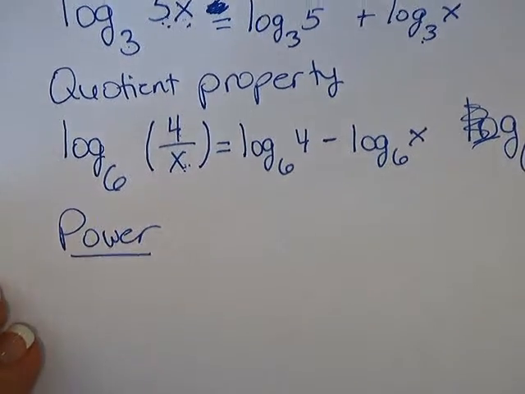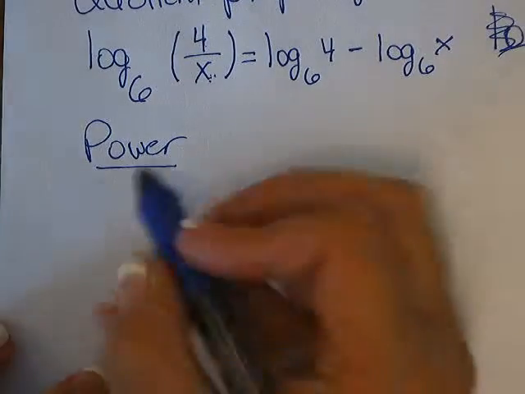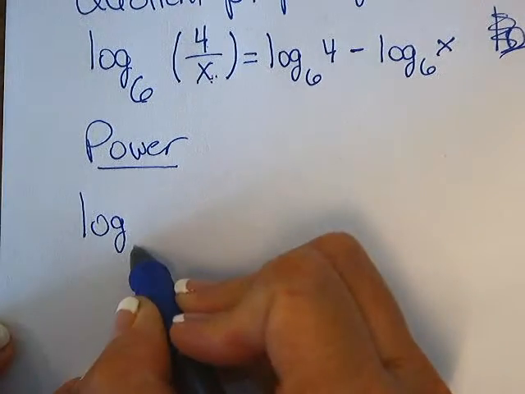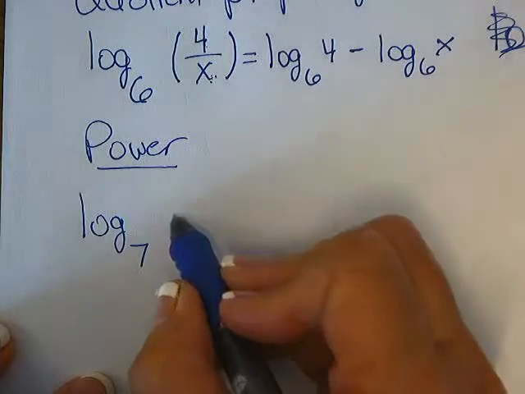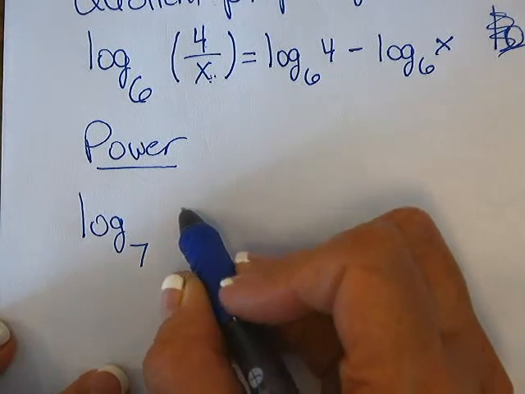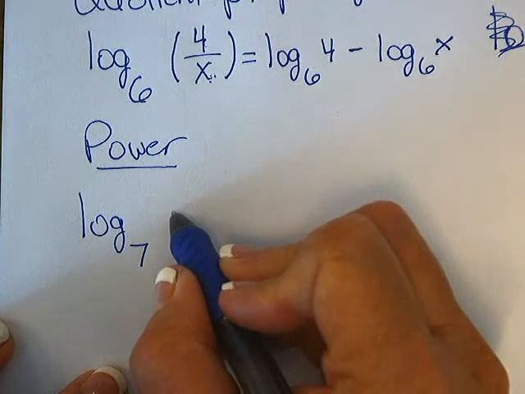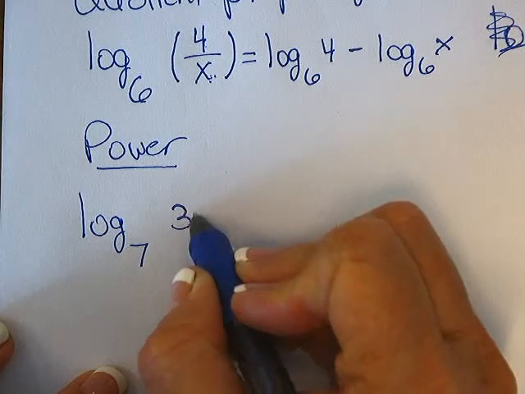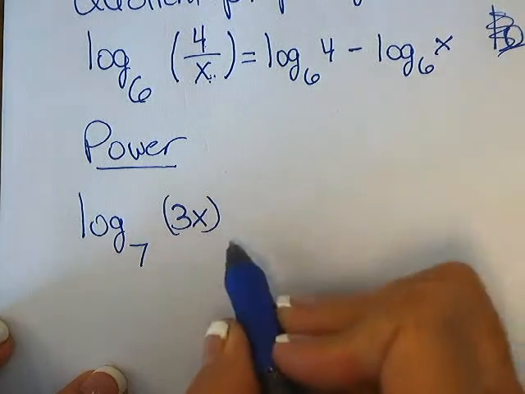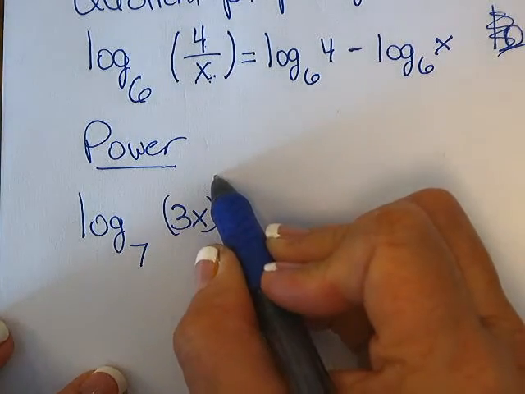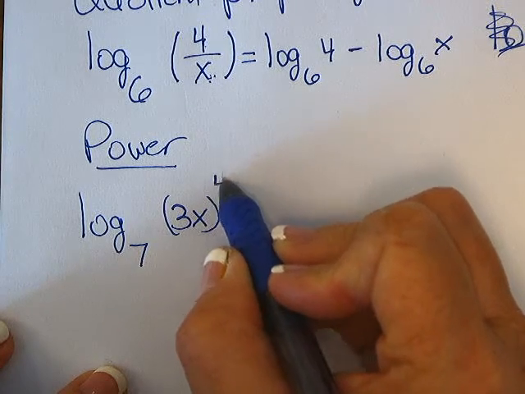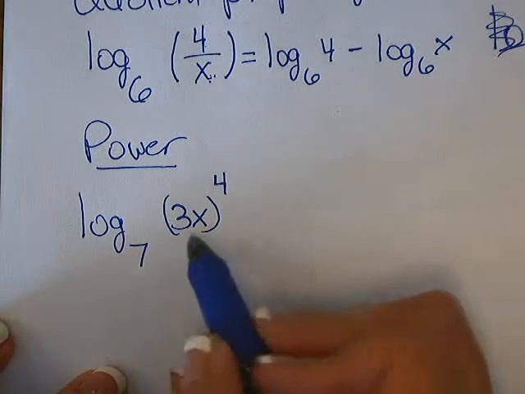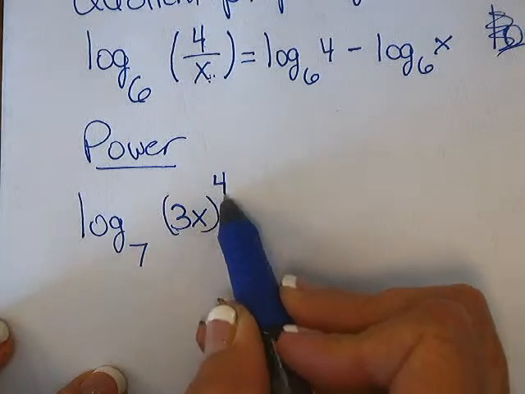To do this property, it says that if we have a log, and let's use base 7 this time, where we have something that is raised to a power. So in this case, let's say we have 3x, and I'm purposely making this a little complicated, raised to the 4th power. So I have things in the parentheses raised to a power.